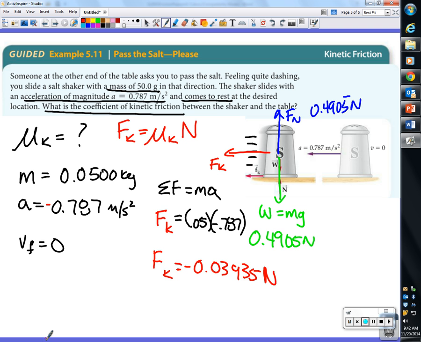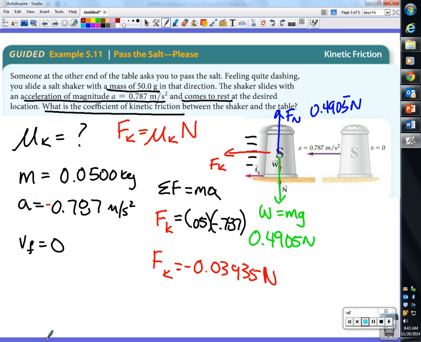If there's more kinetic friction force, what does that do to the acceleration? More force means more acceleration. But remember, what kind of acceleration are we talking about here? Negative. If you have a greater negative acceleration, what's going to happen to that salt shaker? It slows down faster. Will it make it all the way across the table to the person that you're trying to slide the salt to? Probably not.